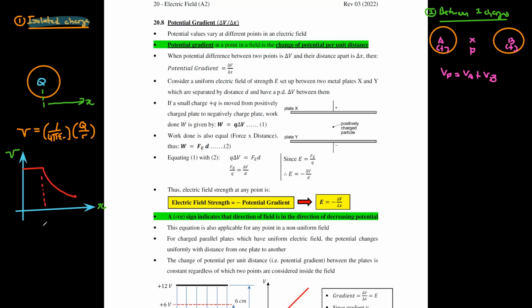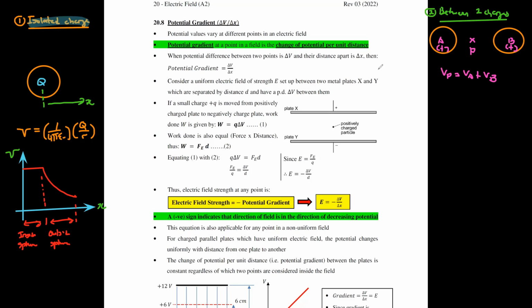Okay, so this one was basically inside your sphere, and this one was outside your sphere. So this is the graph of potential versus distance that you expect to see for an isolated charge.